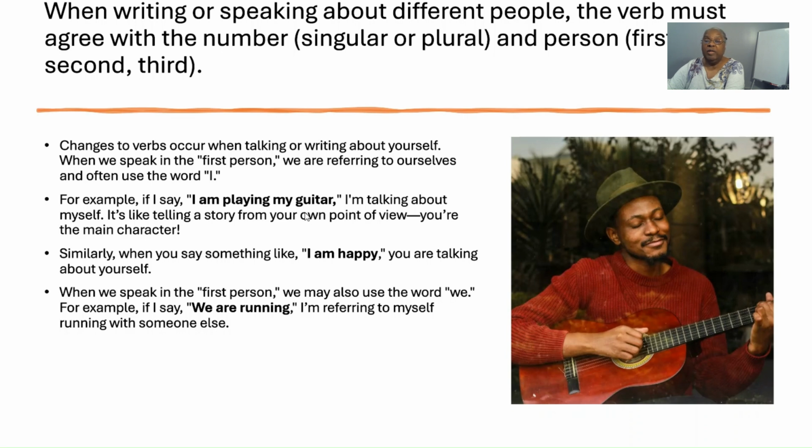Similarly, when we say something like, I am happy, you are talking about yourself. When we speak in the first person, we may also use the word we.